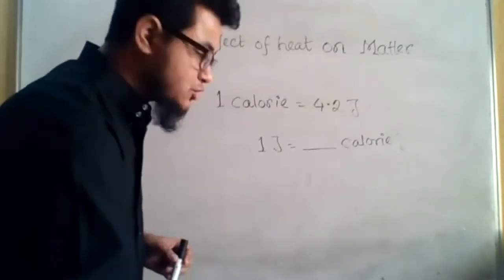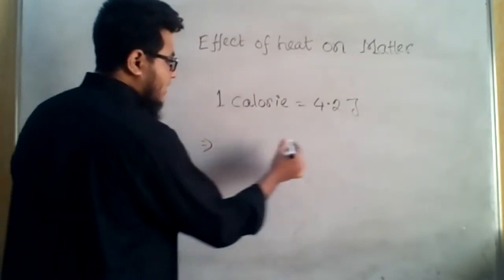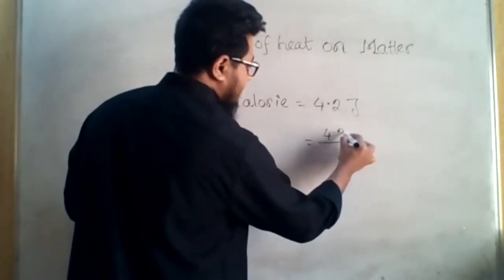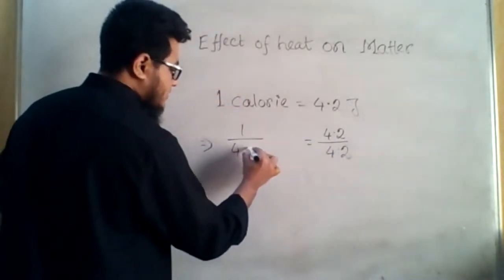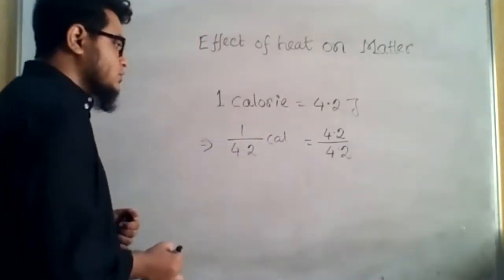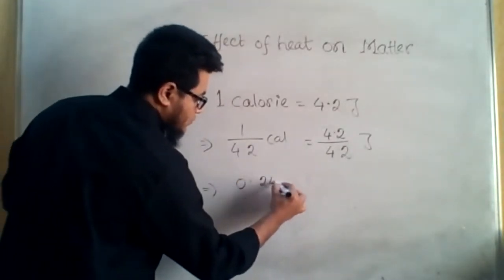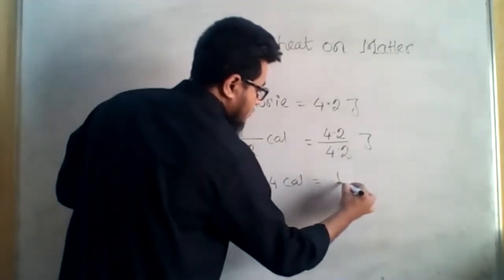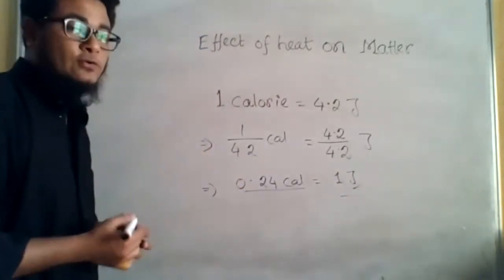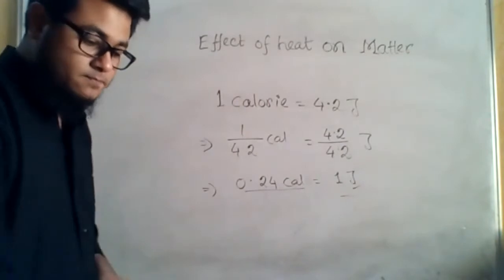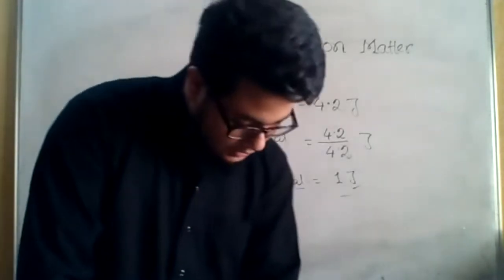What will it be? Let me show you. 1 divided by 4.2. Very good. Why? Because if I want to get 1 joule, I have to divide this side by 4.2, right? So if I am dividing this side by 4.2, the other side also needs to be divided by 4.2, to balance. So then 1 by 4.2 becomes 0.24 calorie, and 4.2 by 4.2 is 1. So 1 joule is equal to 0.24 calorie. So be very careful from where you are going and in which unit.